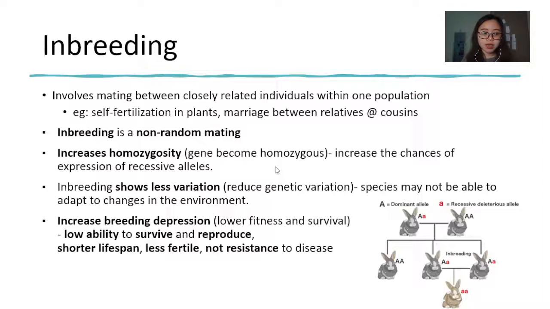Dan biasanya gene yang homozygous tu kadang-kadang lebih banyak yang recessive allele. And lebih sedikit variation dalam population selepas tu. Dan inbreeding depression ni adalah sesuatu yang kita patut ingat lah. So, more and more generations that you do inbreeding for, the offspring are going to become less and less suitable to survive on their own. Dia macam makin banyak kecacatan sebab dia terkumpul semua allele yang recessive, yang harmful.